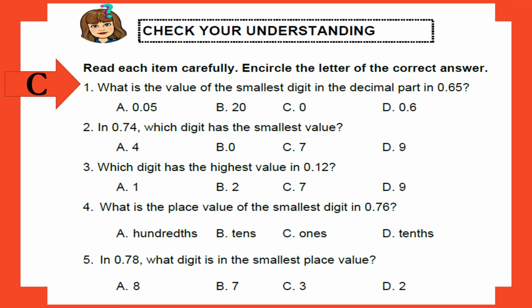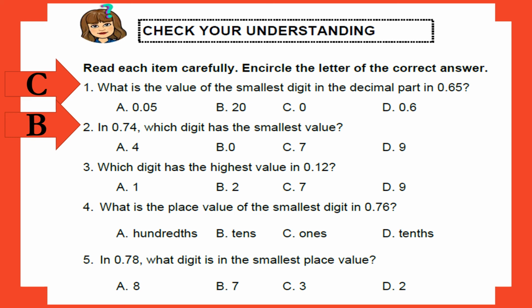Next, number 2. In 74 hundredths, which digit has the smallest value? Smallest value. Okay. Is it A, 4, B, 0, C, 7, or D, 9? Smallest value. Okay, very good. Again, it's 0 because it's nothing, right? So the smallest value is 0.